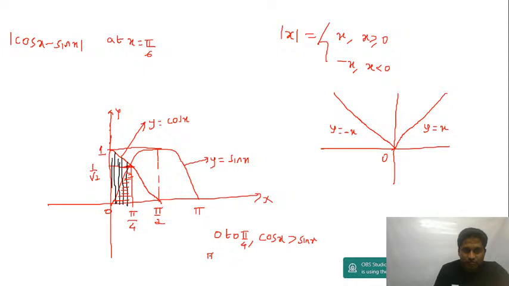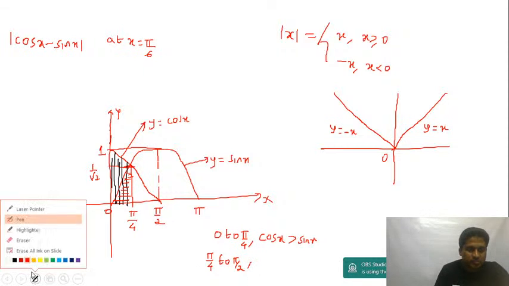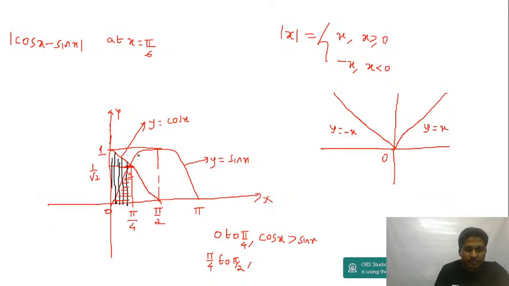But between pi by 4 to pi by 2, sine is more than cos. Between pi by 4 and pi by 2, this is the sine graph. Sine is more than cos. Between pi by 4 to pi by 2, sin x is more than cos x.